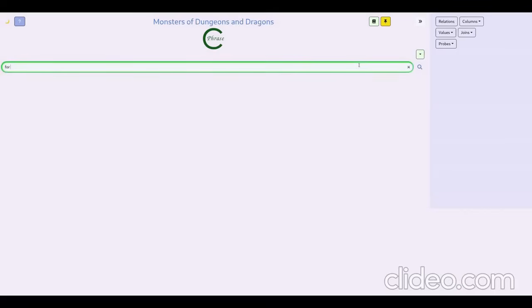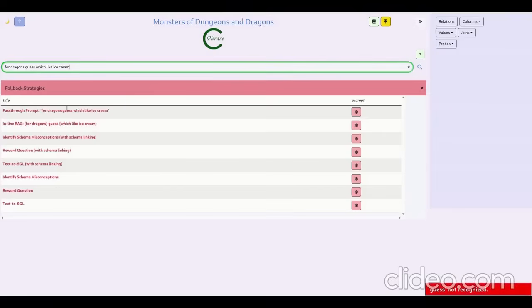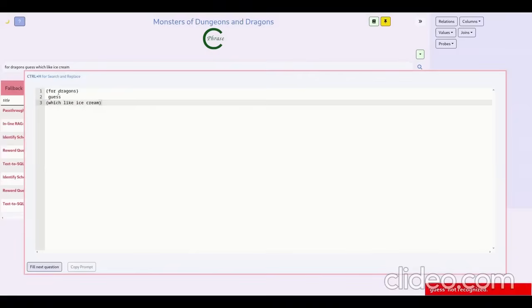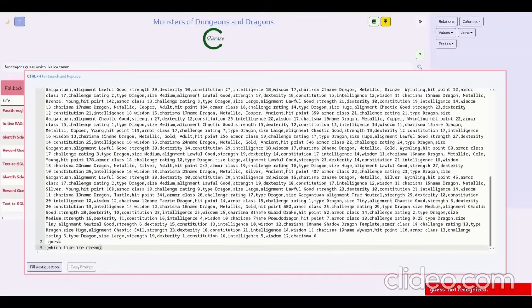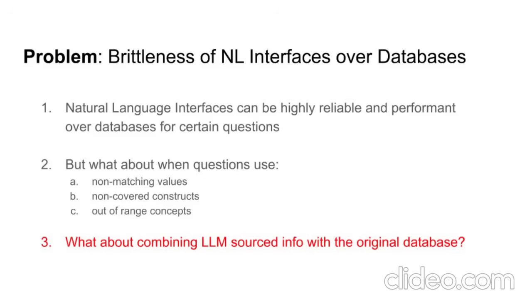So here what we see is, for dragons, which ones like ice cream? So of the dragons, which ones like ice cream? This is not covered in the database, but what we do here is this kind of inline RAG. So we're bringing back all the dragons, and then we're constructing this prompt here, and we can paste that into an LLM to get what its guess is about that.